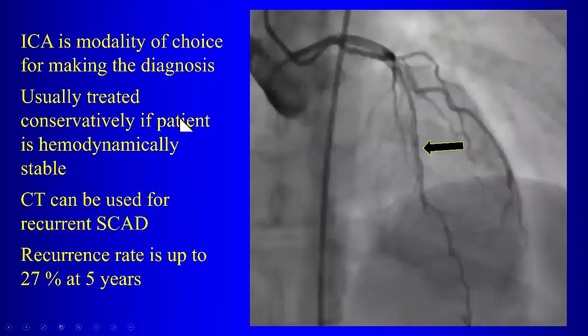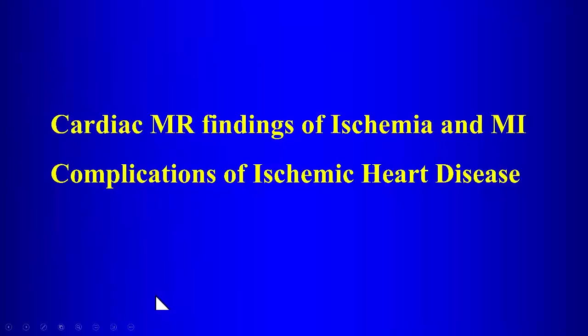The modality of choice for making the diagnosis is actually invasive coronary angiography, because they will be able to see the features somewhat better than we can on CT. But CT can be used if they suspect recurrence, because recurrence is not uncommon. Up to 25% at 5 years is the recurrence rate for these lesions.